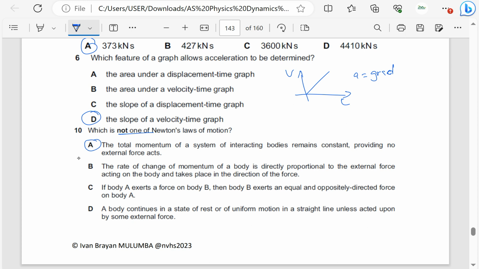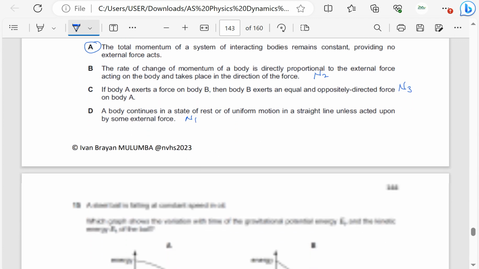The rate of change of momentum of a body is directly proportional to the external force acting. This is Newton's second law. If a body A exerts a force on body B, then B exerts an equal but opposite force on body A. This is Newton's third law. Action and reaction are equal but opposite. A body continues in a state of rest or uniform motion in a straight line unless acted upon by some external force. This is Newton's first law. So the first one is not Newton's law.